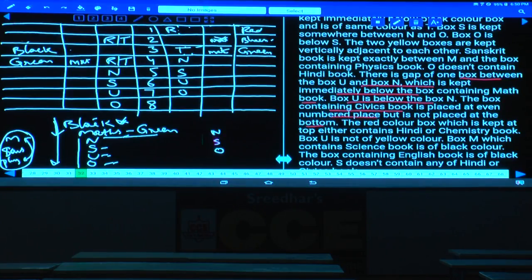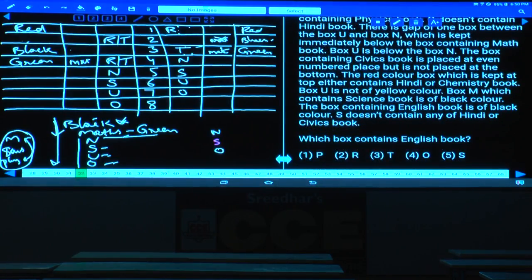Now the red color box, which is kept at the top, either contains Hindi or chemistry. And box U is not of yellow color, and box M, which contains the science book, is of black color, isn't it? Now M must be either at the top or at this place. M is of black color.